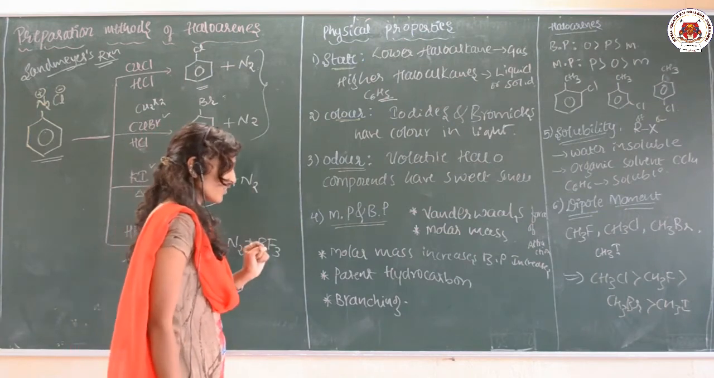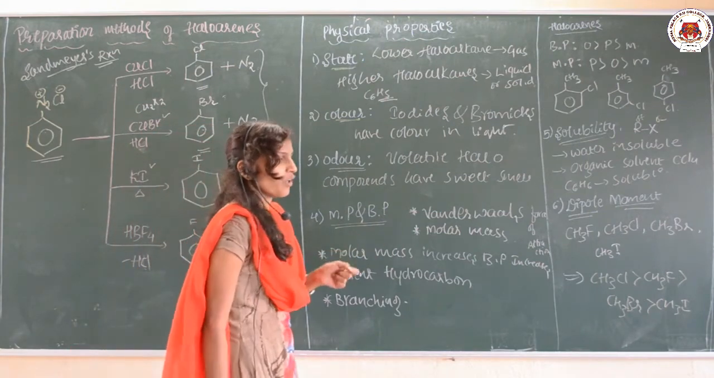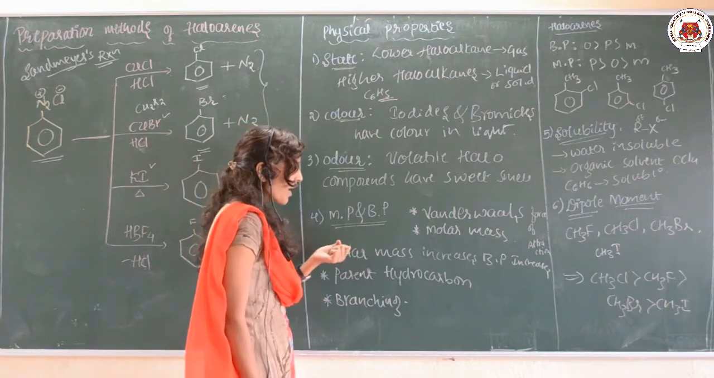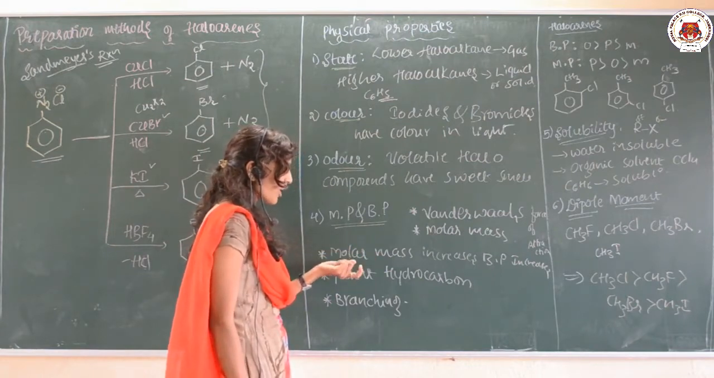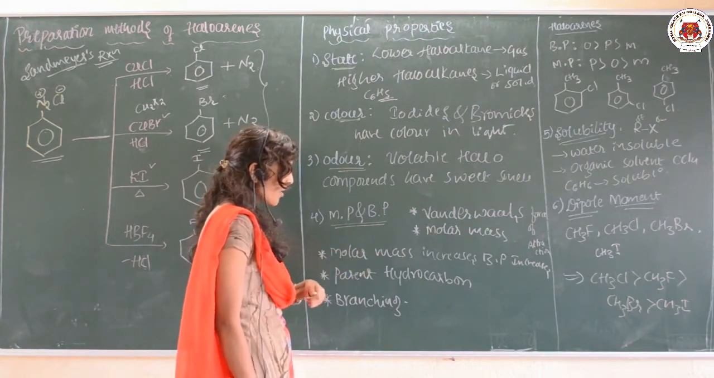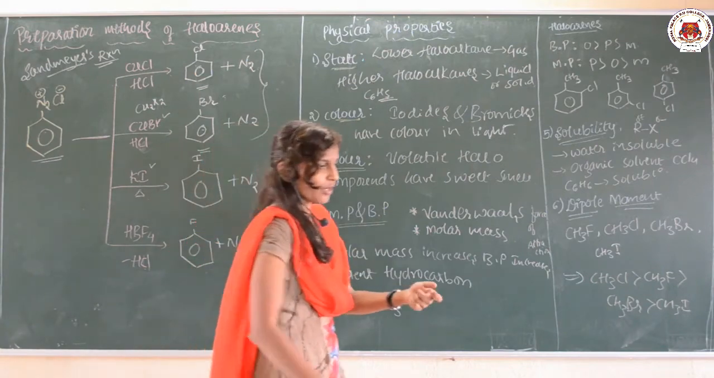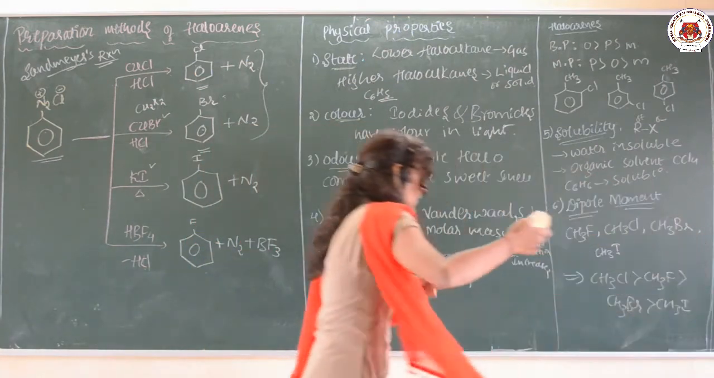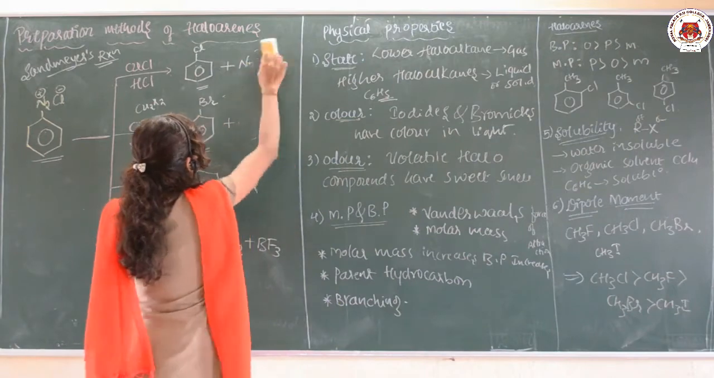Clear? Next, the parent hydrocarbon I wrote. It means the parent hydrocarbons have a lower boiling point or melting point as compared with the substituted compounds. For example, I will tell you, see here, let me see here.